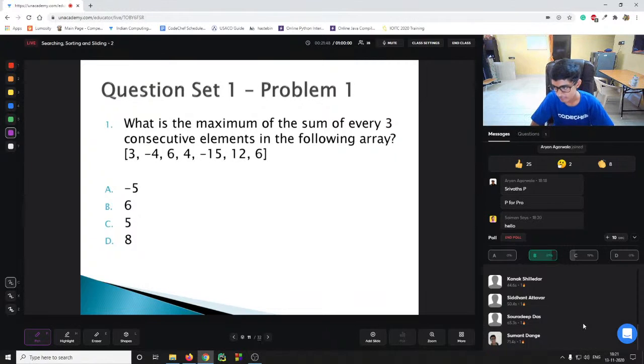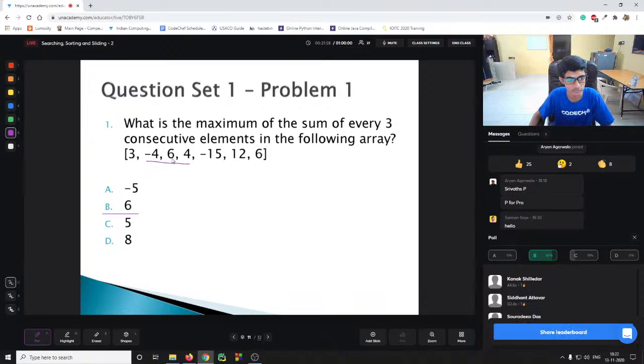Okay, I think everyone got it. Almost everyone got it. So the answer is actually 6, because this is 4 minus 4 plus 6 minus 4. This is the second window. This will be the maximum sum. Let's discuss the solution.